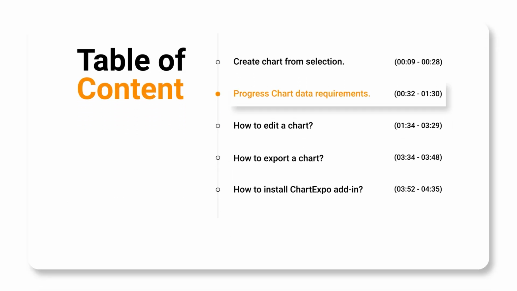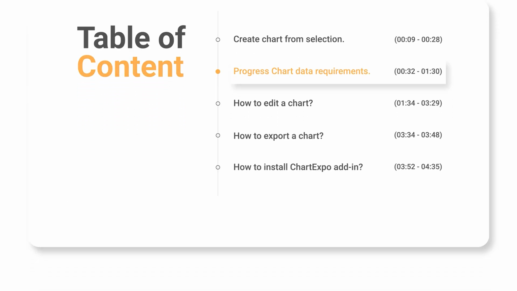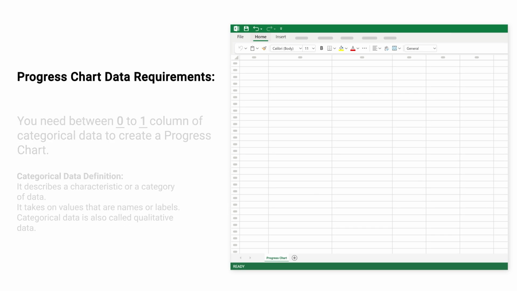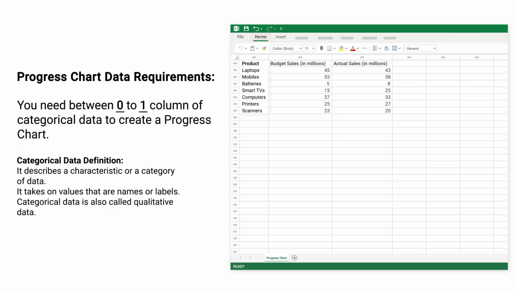Progress chart data requirements. You need between 0 to 1 column of categorical data to create a progress chart. Categorical data definition: it describes a characteristic or a category of data. It takes on values that are names or labels. Categorical data is also called qualitative data.